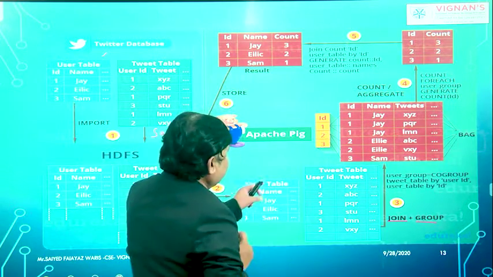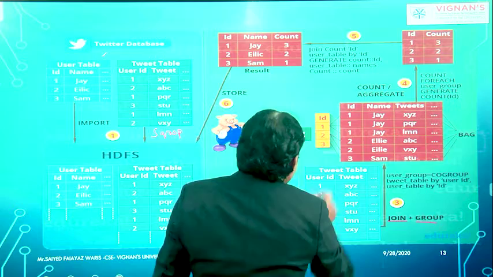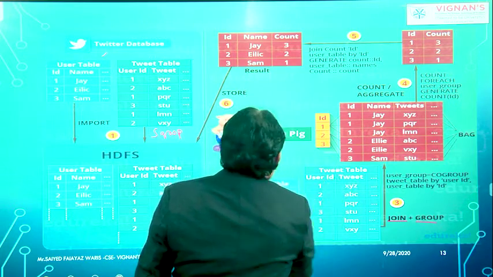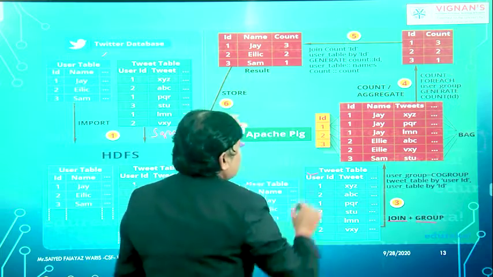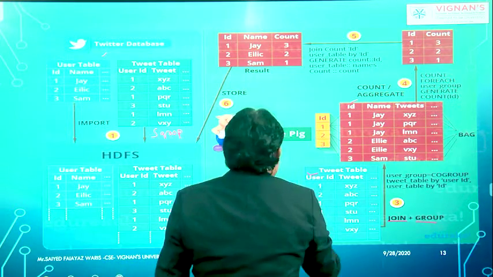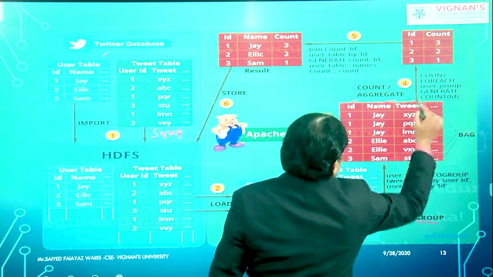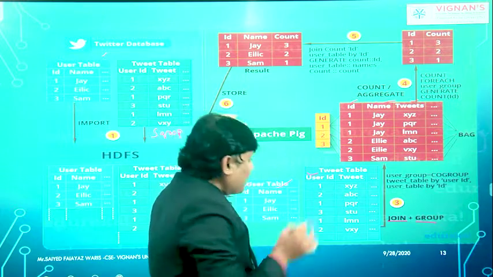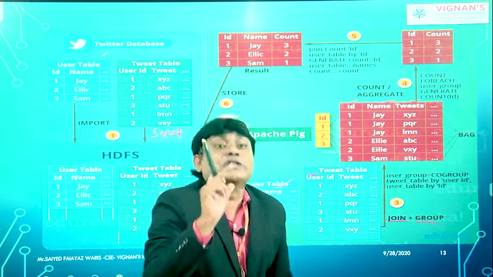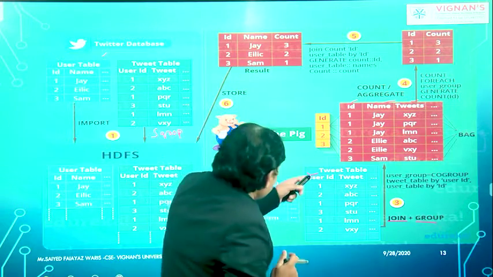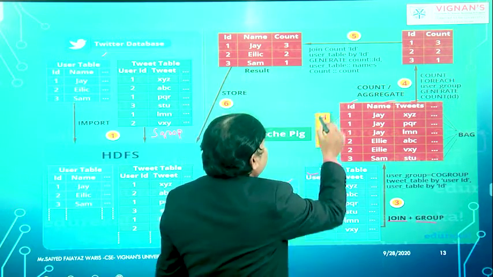Okay, so you see ID, name, user ID, and tweet. So IDs are common. Here also ID, here also ID is common. So what operation are you going to perform? Join operation. So you are going to get ID, then the name, and the tweet. Okay. Now after joining, what happens? They group them. Grouping will take place based on the ID.